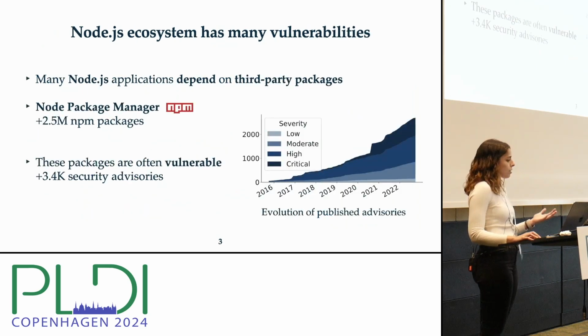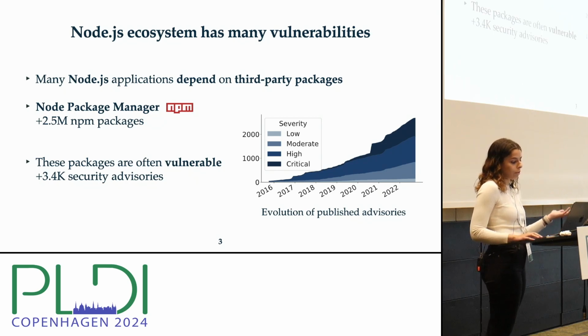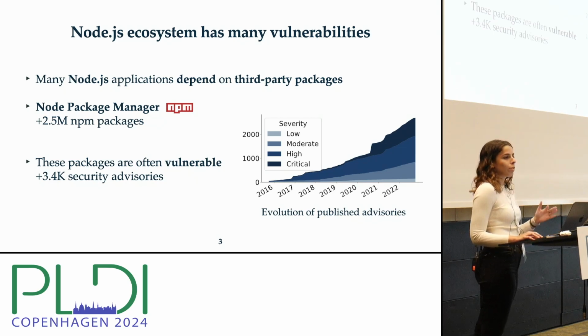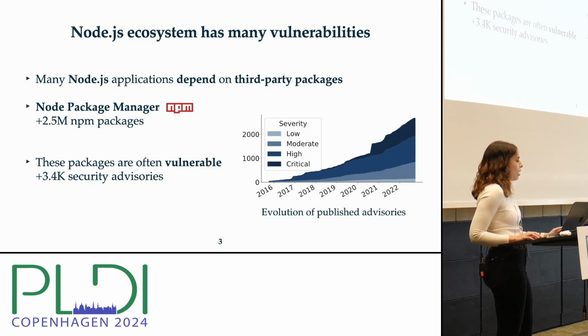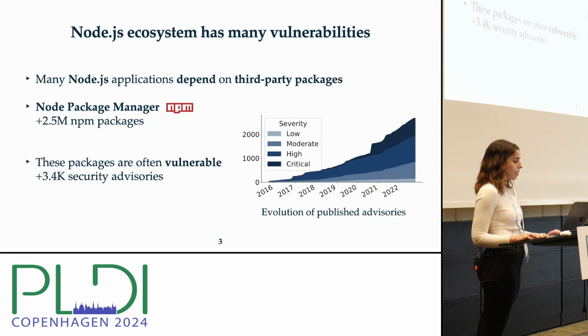Node.js applications rely on a high number of third-party packages, which are mainly developed and shared by other developers. This package ecosystem, the Node Package Manager, NPM for short, currently offers more than 2.5 million packages for developers. However, as there's no prior verification before developers can publish these packages, these packages are often vulnerable.